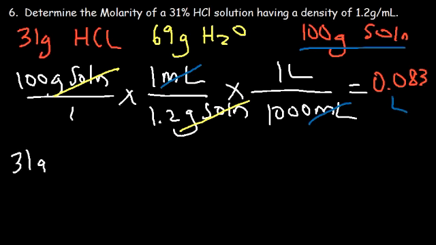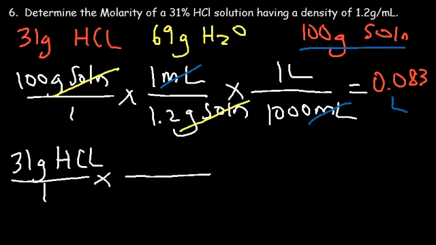Let's take the 31 grams of HCl and let's convert it into moles using the molar mass. So according to the periodic table, the molar mass of hydrogen is about 1.008, and for Cl, chlorine, is 35.45. So combined, the molar mass is 36.458 grams per 1 mole.